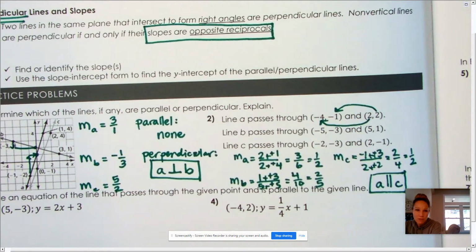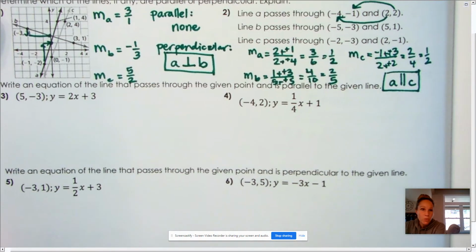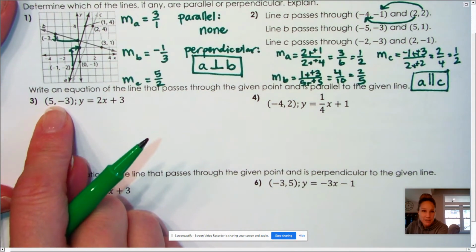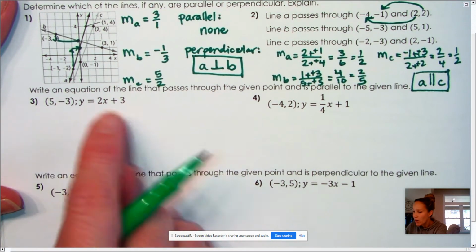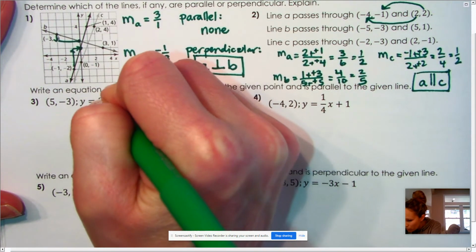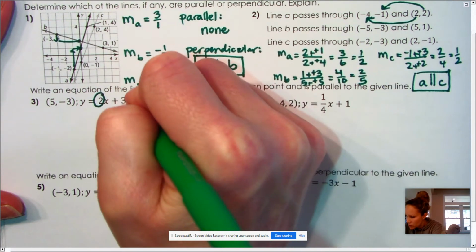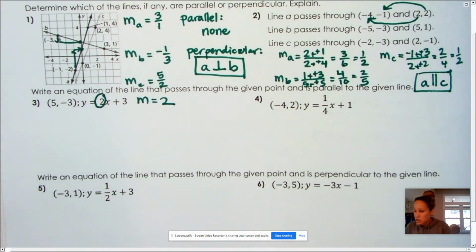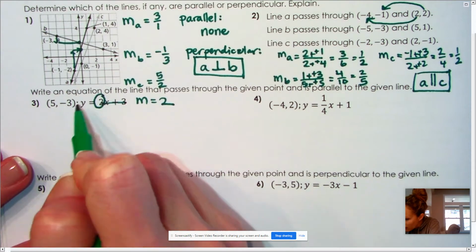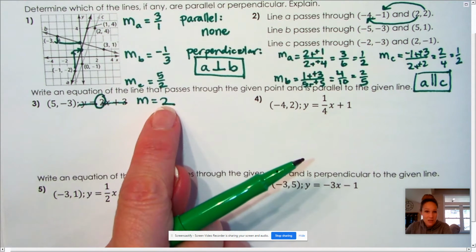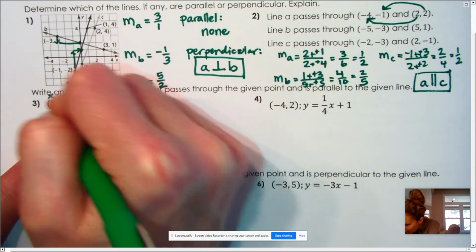All right, question number 3. We have a point that the line passes through, and we know that it is parallel to this line. So if it's parallel, that means the slope has to be the same. So we know that m equals 2. We do not need any other information from that equation. It does not apply to our situation. All we get from this is that the slope is the same. Now I have an m, I have an x and a y.